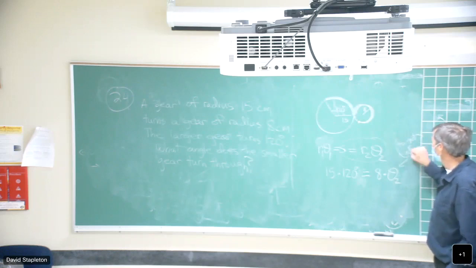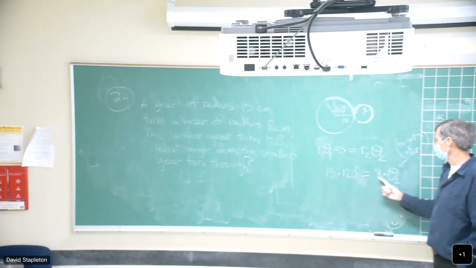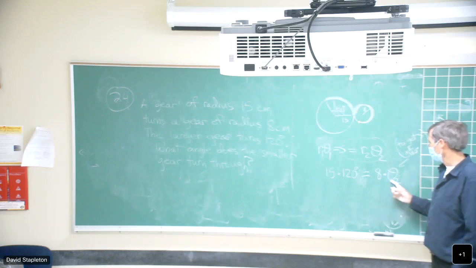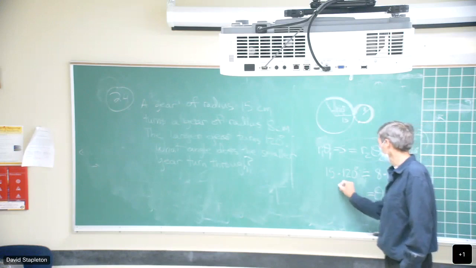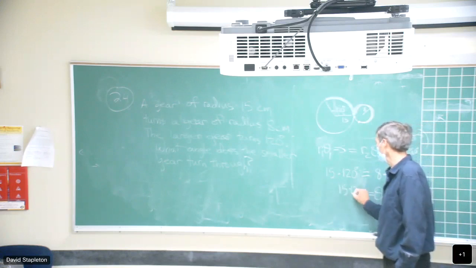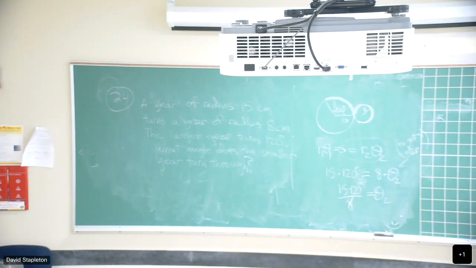We don't need that. So we'll just write this, radius times angle equals radius times angle, and leave it in degrees, then I'll get an answer in degrees. So I just divide by 8. Theta 2, what I want to find is 15 times 120 over 8. There's a very, very subtle error in here. What did I do wrong?